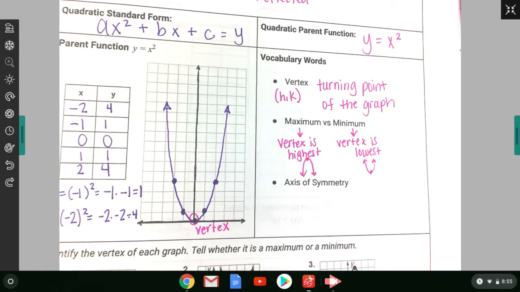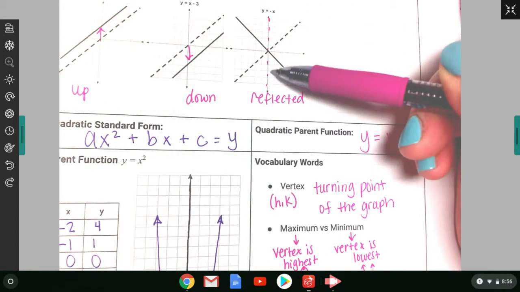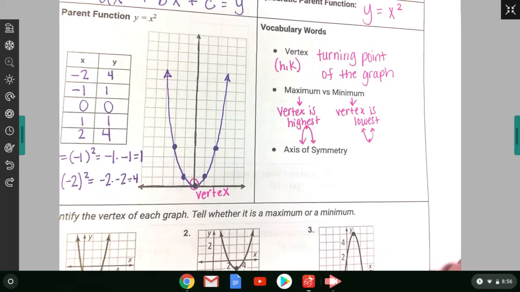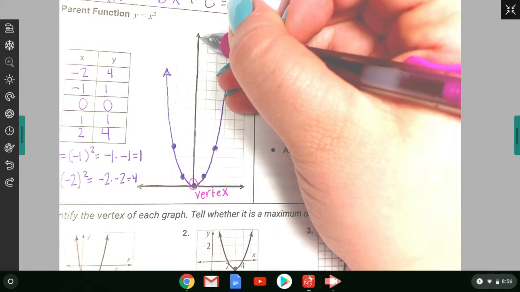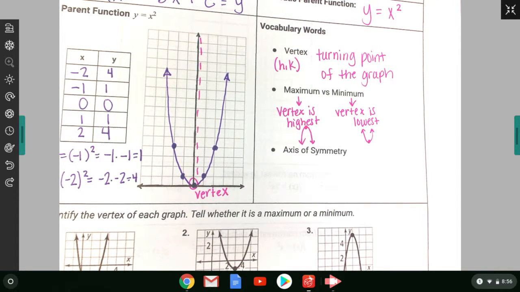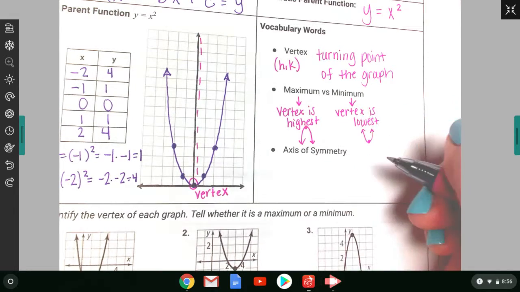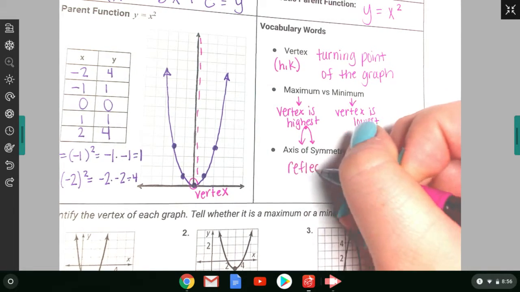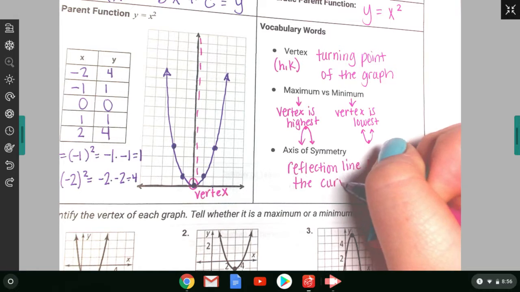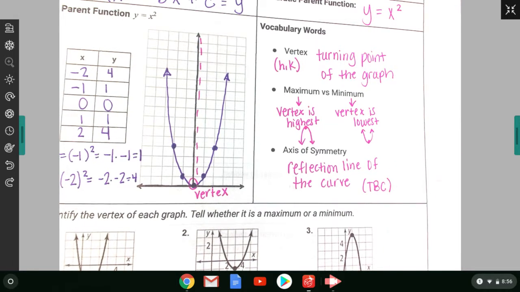Lastly, we have this axis of symmetry. I kind of mentioned axis of symmetry up here with the reflection. It also comes into play down here. If you could fold your paper somewhere, you could fold it right here on this axis, and it would make the same graph. So our axis of symmetry is the reflection line of the quadratic curve. I'm just going to write "to be continued" for that part, because we're going to come back to axis of symmetry when we learn later about B, so we can find out how to exactly find what that line is.